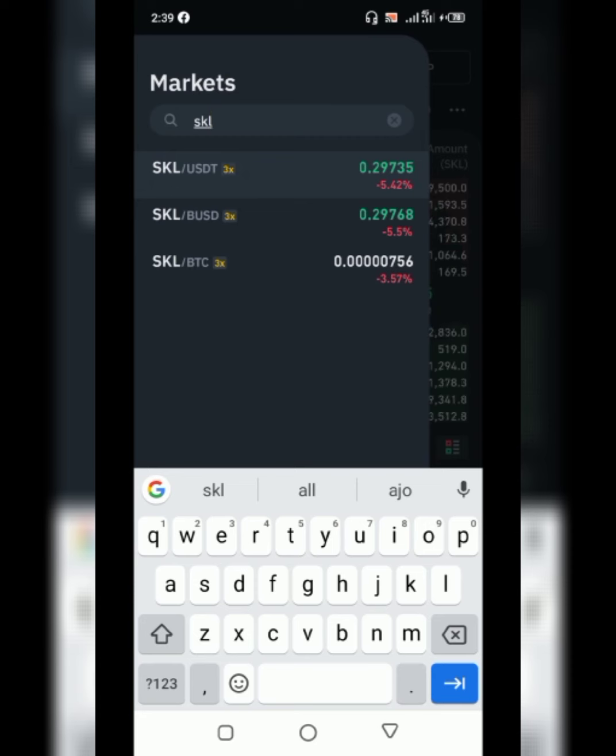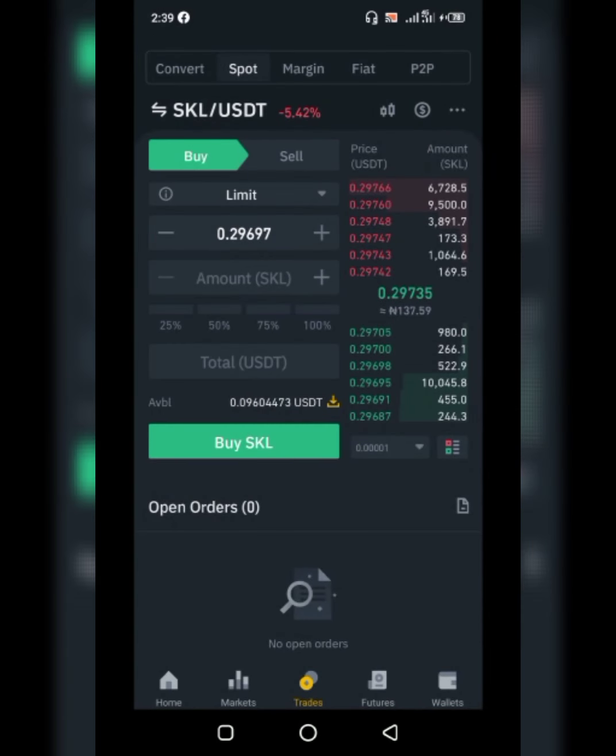See now. So assuming you want to trade it with USDT, you click on USDT. You see SKL/USDT. Currently, it is under loss, which is minus 5.2%. You see the buy and you see the sell. Now what we discuss in buy is also applicable to what's happening in sell.